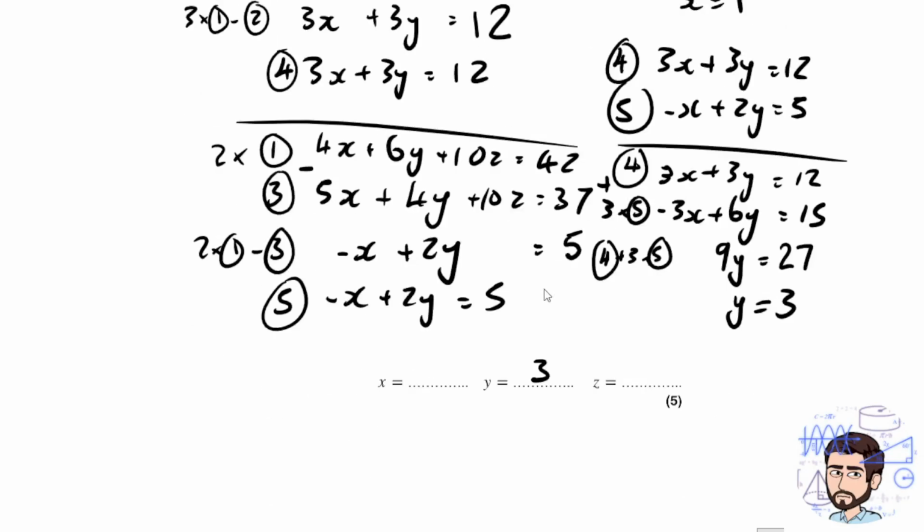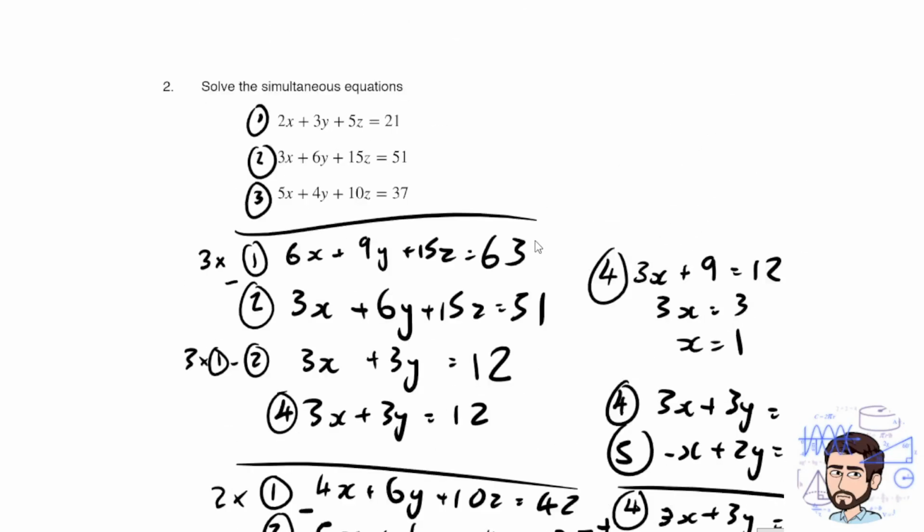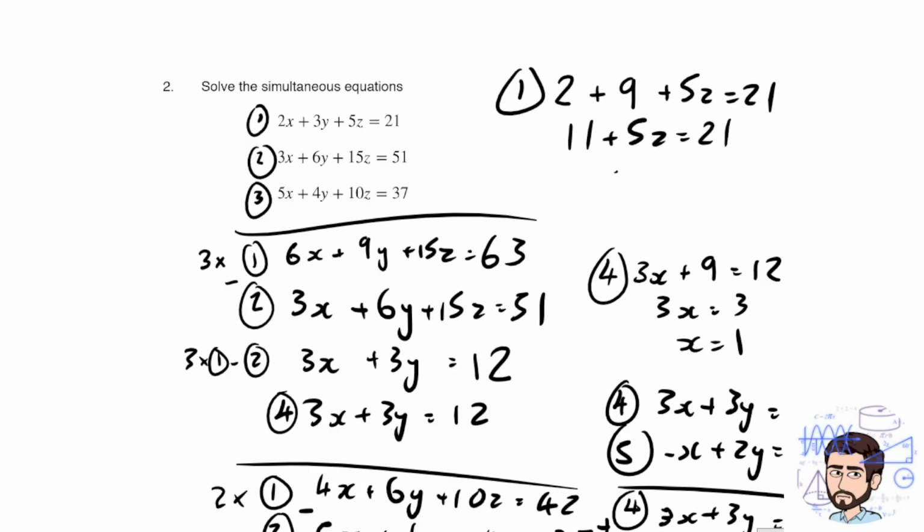So that would be the second solution, x is 1. And then once I know both of those, I can sub back into one of the originals to find z. Well, equation 1 says that 2 lots of x, which is 2, plus 3 lots of y, which is 9, plus 5z is equal to 21. So 11 plus 5z is equal to 21. 5z is equal to 10. z is equal to 2.